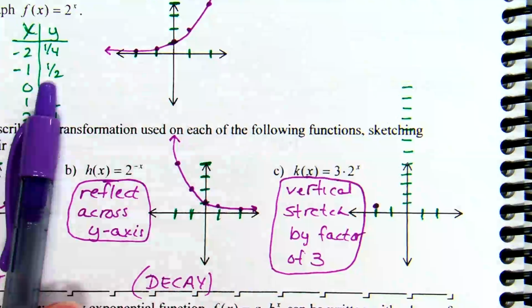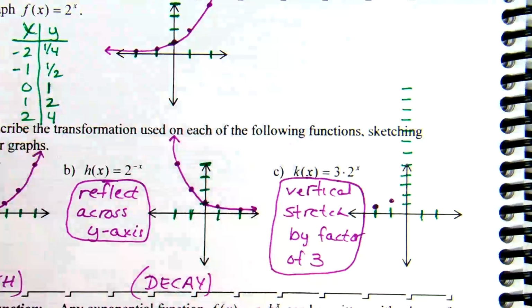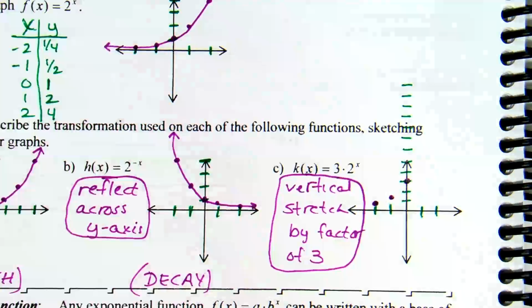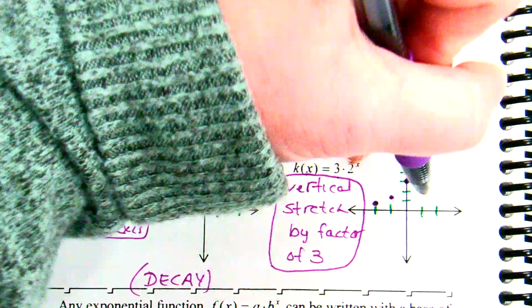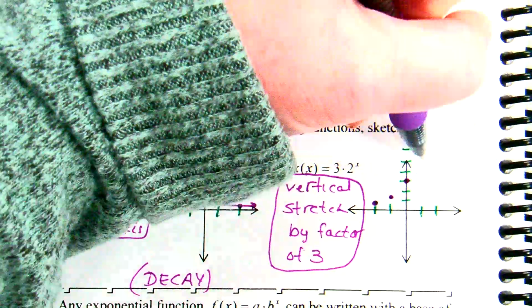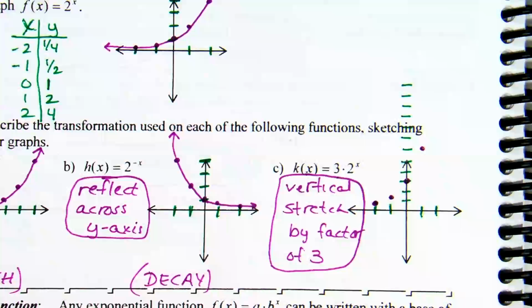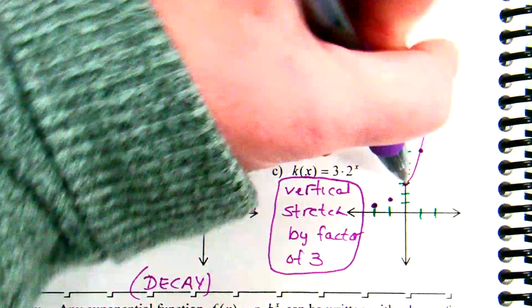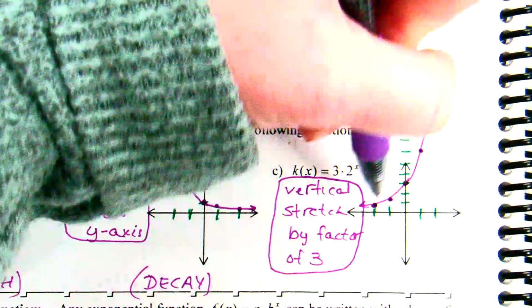0, 1. 1 times 3 means I'm going to be at 0, 3. 1, 2. Take that 2 and multiply it by 3. I'm now at 6. And 2, 4. Take that 4 and multiply it by 3, and I'm now at 12. What's that vertical stretch cause my graph to do? It's going up a lot quicker, isn't it? A lot steeper. It's still an exponential growth, though.